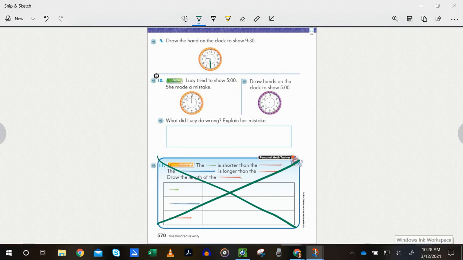Number 10, to show 5 o'clock, we need to have the minute hand to the 12, just like Lucy had. But we also need an hour hand to go to the 5. Okay. So what did Lucy do wrong? She forgot the hour hand.